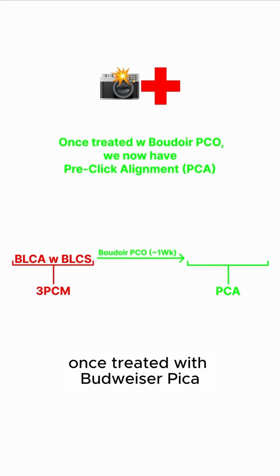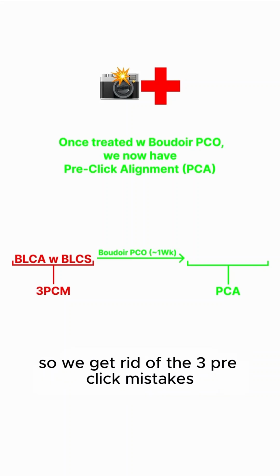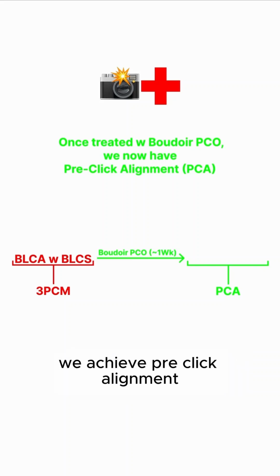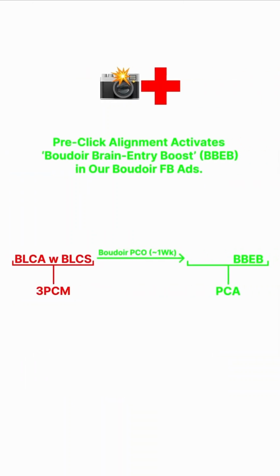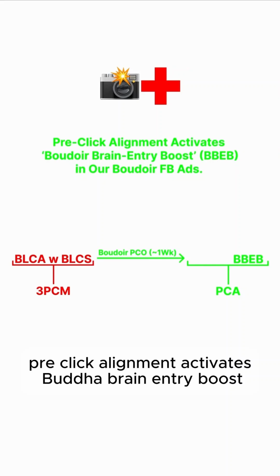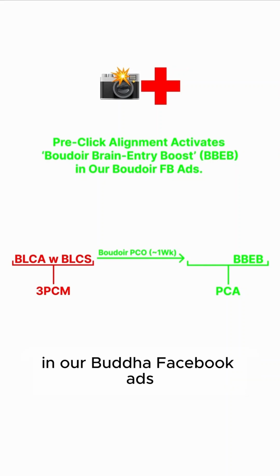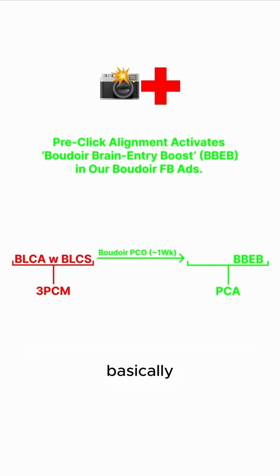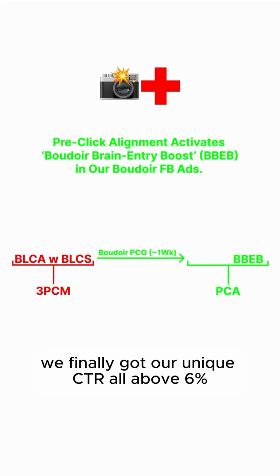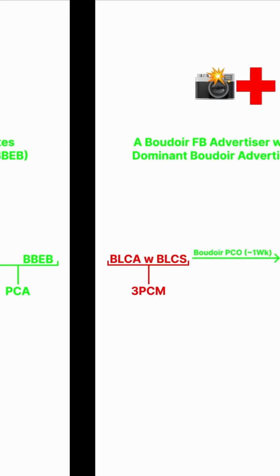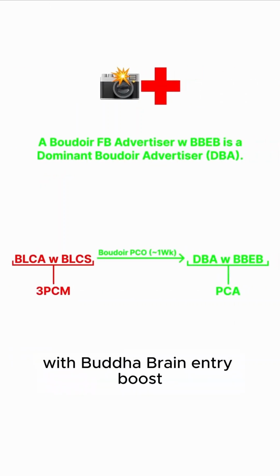Now, once treated with Boudoir Pico, we have pre-click alignment. So we get rid of the 3 pre-click mistakes. We achieve pre-click alignment. Pre-click alignment activates Boudoir brain entry boost in our Boudoir Facebook ads. Basically, we finally got our unique CTR all above 6%. And a Boudoir Facebook advertiser with Boudoir brain entry boost is a dominant Boudoir advertiser, a DBA. So this is our universe.